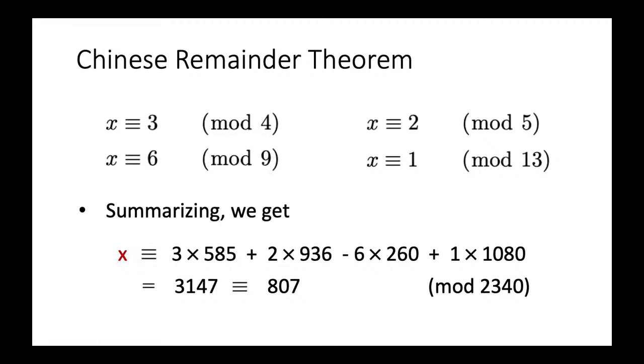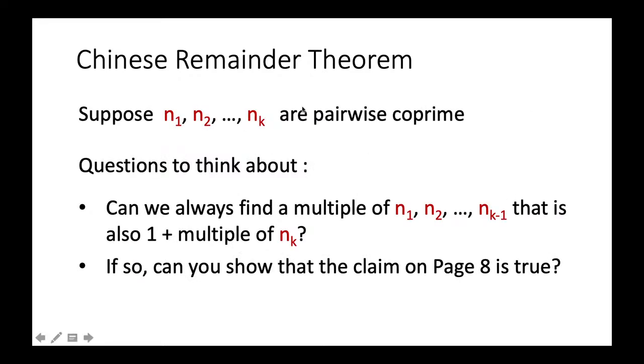Now, we just demonstrated how to solve such a system of congruence equations. But there are some questions I have left open for you to think about. Suppose that n1, n2 up to nk are pairwise coprime. The question I want you to think about is, can we always find a multiple of the first k minus 1 numbers, but this multiple is also 1 plus a multiple of nk? If this can be done, how can this be done quickly? You need to see why this can be done and give an algorithm for doing so.